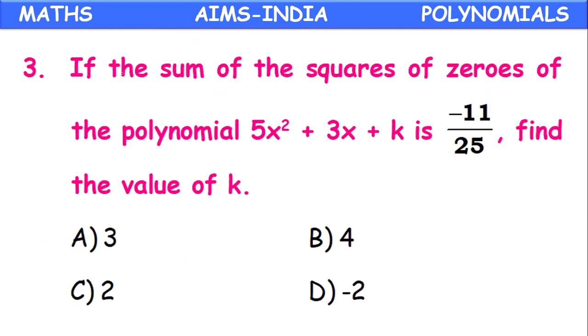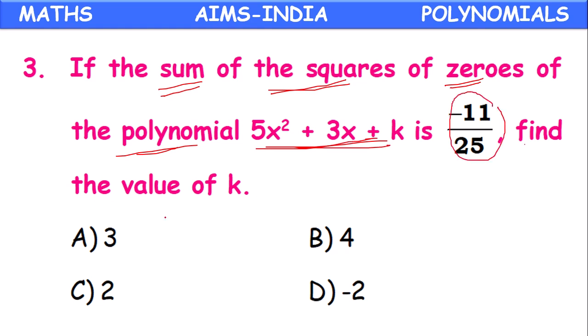Next one. If the sum of squares of zeros of the polynomial 5x square plus 3x plus k is minus 11 by 25, find the value of k. The sum of squares of zeros of this polynomial is minus 11 by 25. Then find the value of k.